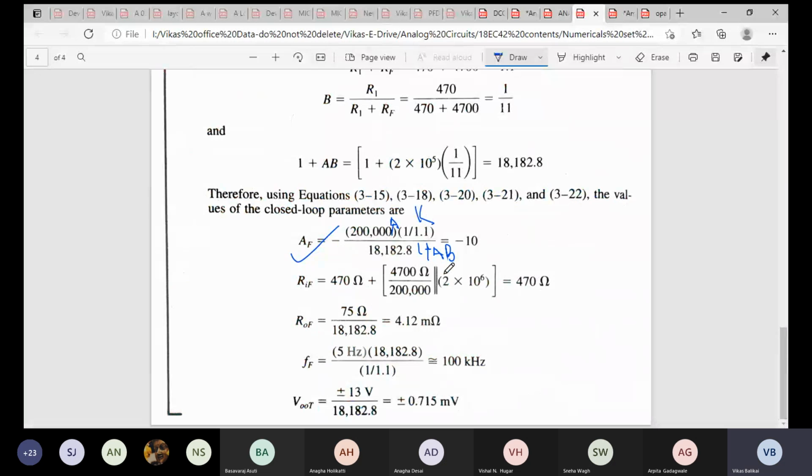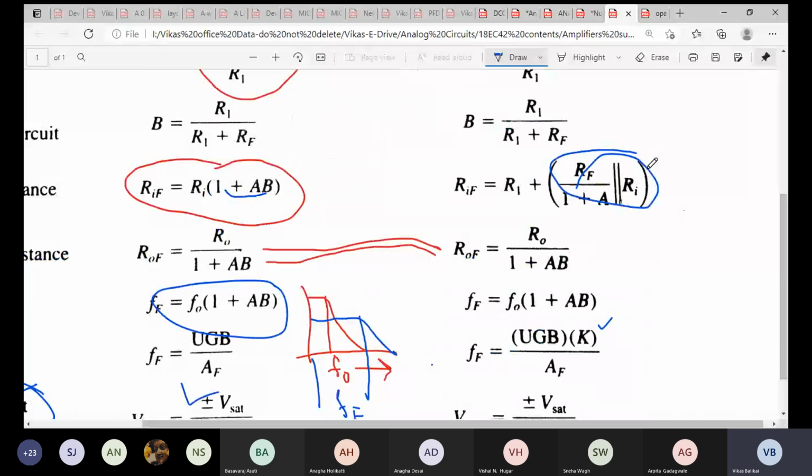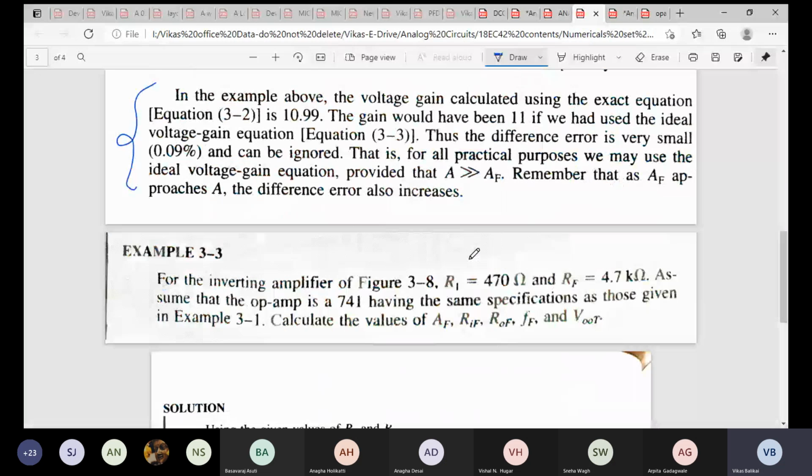That's what he has just taken, 2 lakh or 2 into 10 raised to 5, in parallel with, what was the value? RI. So the RI value is given as the same as the previous example. So what is the RI value? 2 mega ohm. So let's say 2 mega ohm, he has taken that.